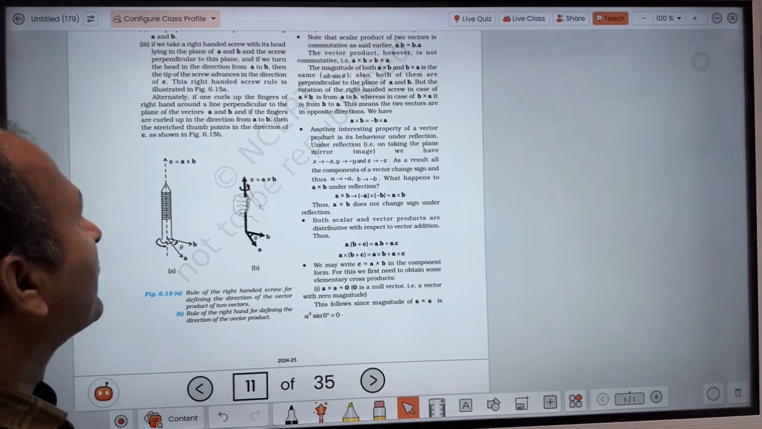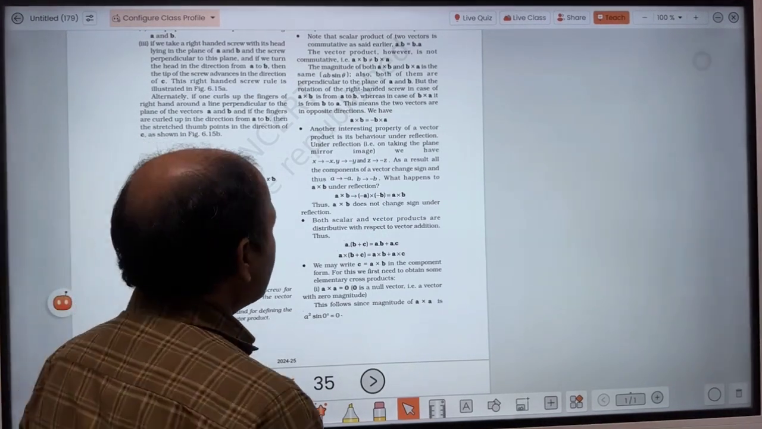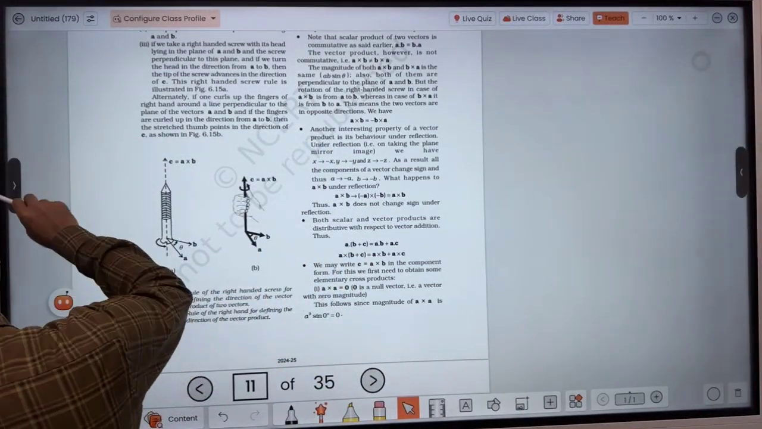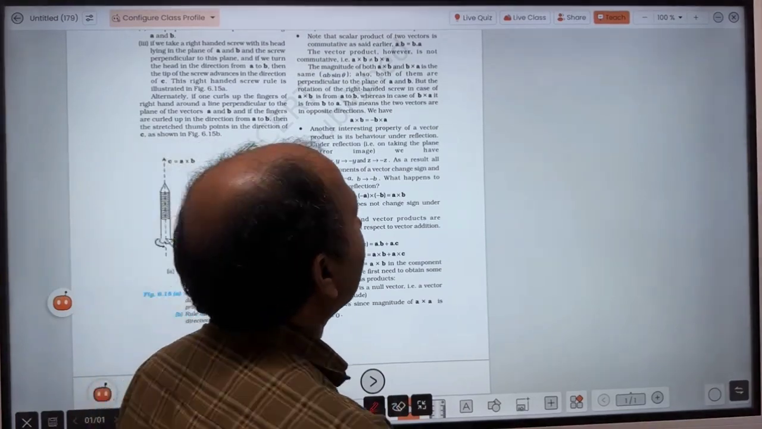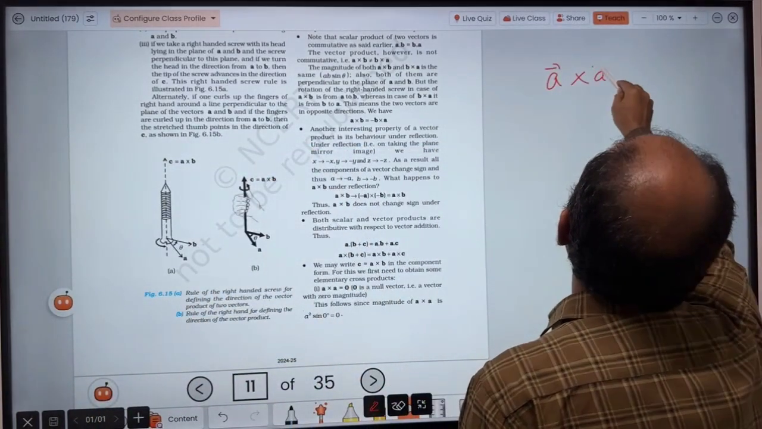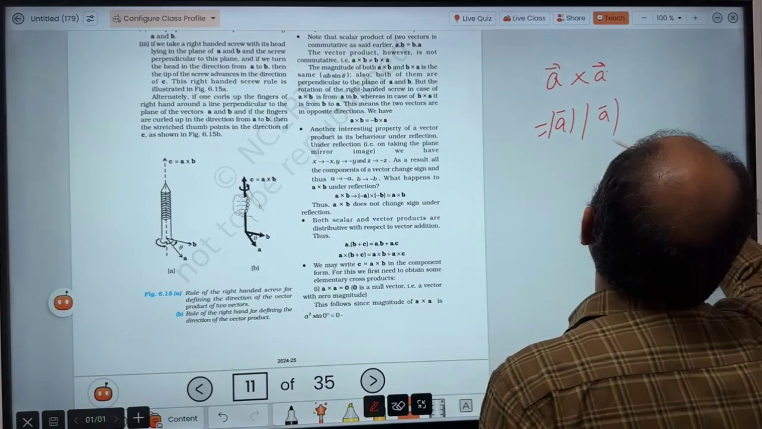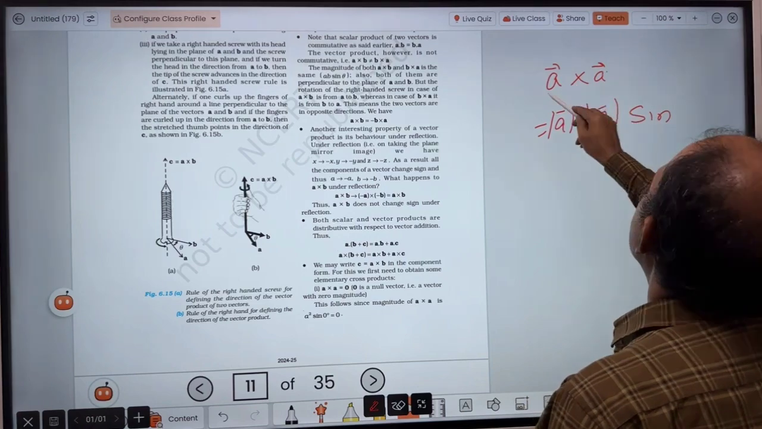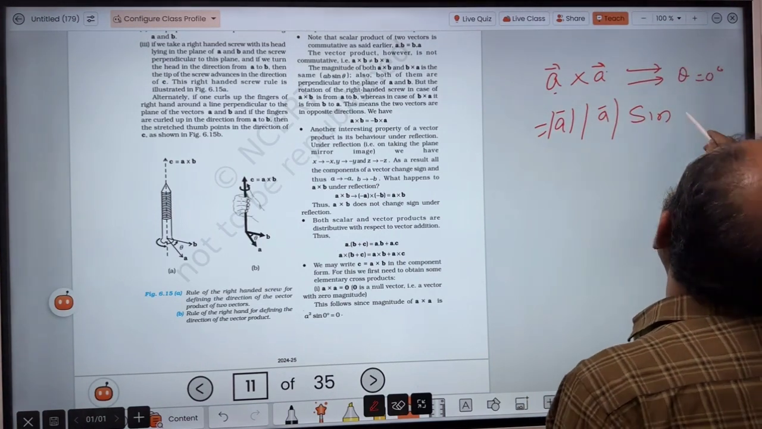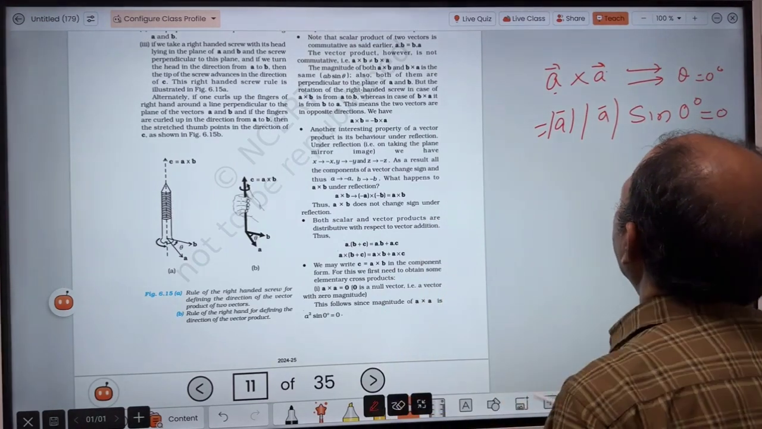And as far as properties are concerned, the cross product of any two similar vectors, or same vectors, will be 0. Why? Because see, vector A cross vector A means modulus A times modulus A times sine theta, and since it is the same vector, one vector is like this, another vector is like this, so theta will be 0 degree. So here sine 0 degree is going to give 0. So ultimately the result will be 0.